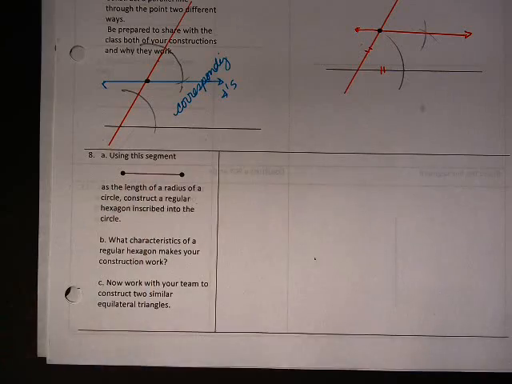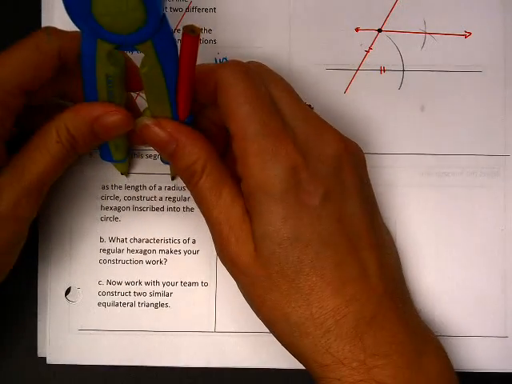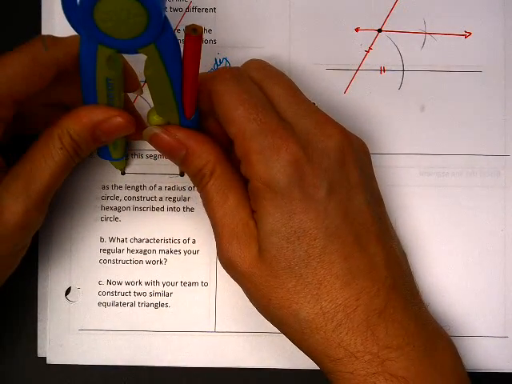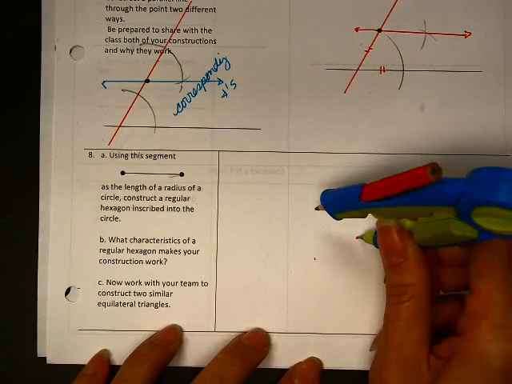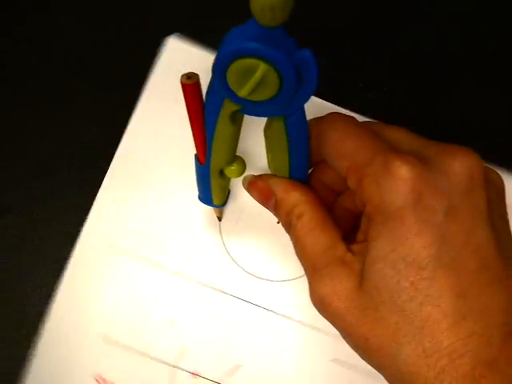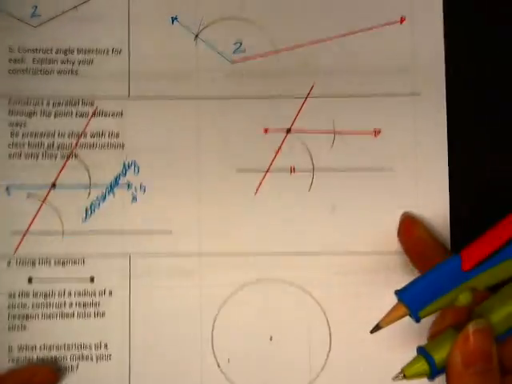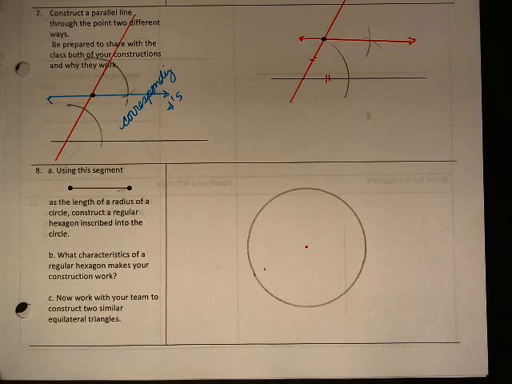All right, let's look at 8. So it says use this segment as the length of the radius of a circle. So the first thing that I'm going to do is just put a dot so that I remember where my center is, because it's always a terrible thing when you lose the center. And then my little trick when I'm drawing a big circle is to actually move the paper. I move the paper all around, and I've got this nice looking circle.